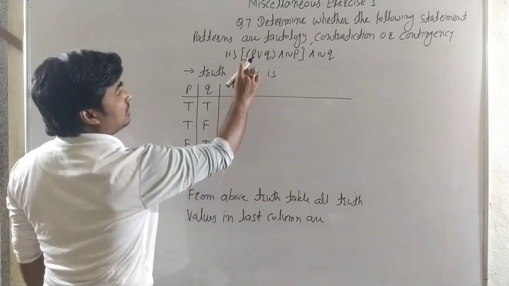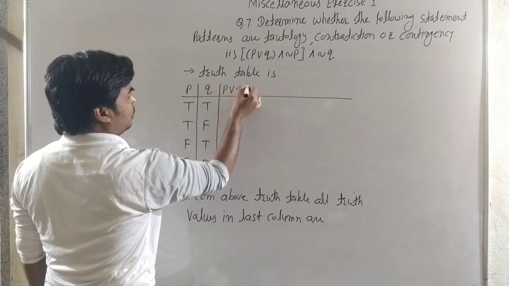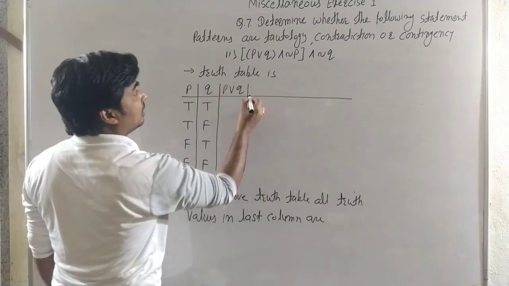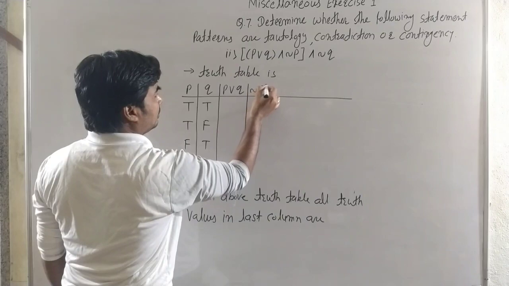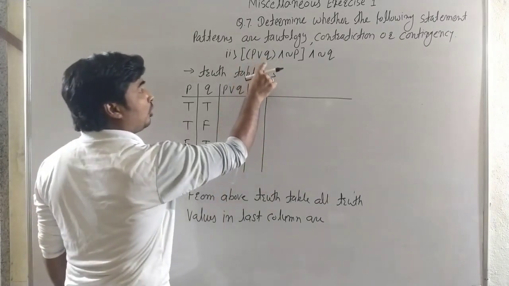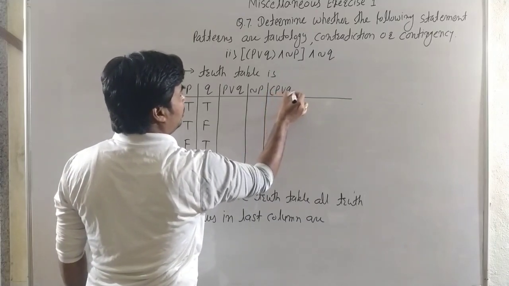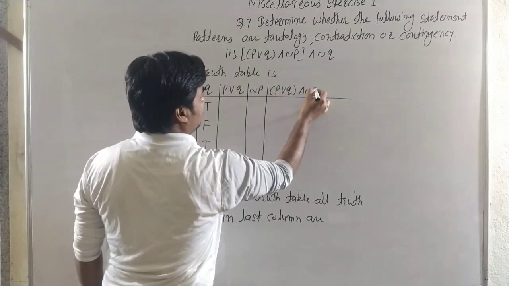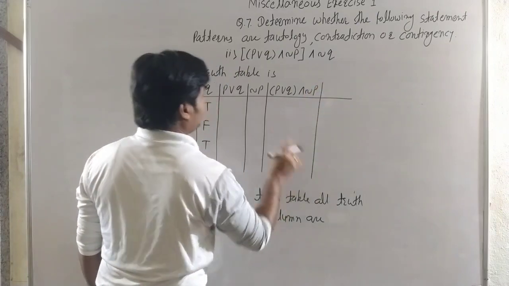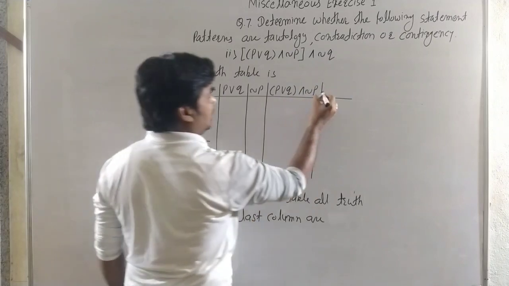Okay, first find P or Q. Then negation P. Now P or Q and negation P. And last, P or Q and negation P and negation Q. So first find the negation Q.